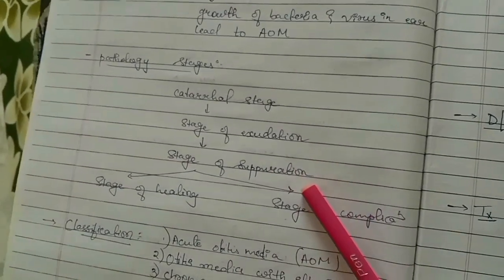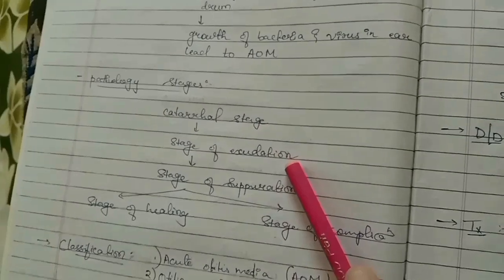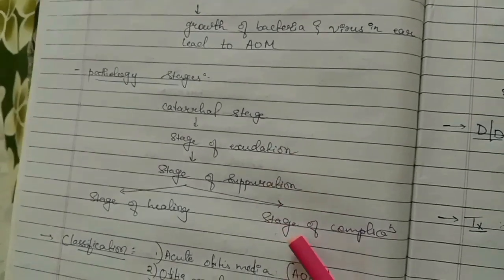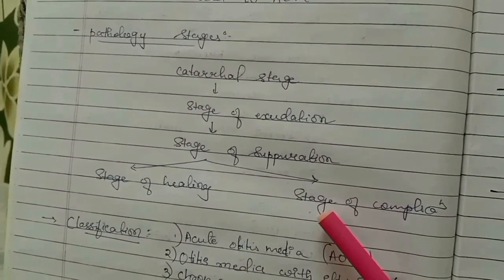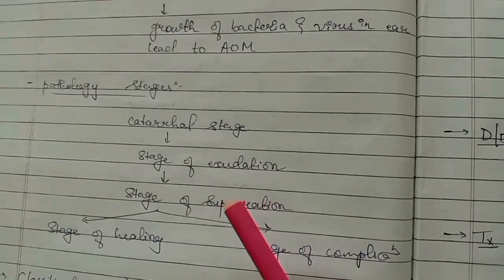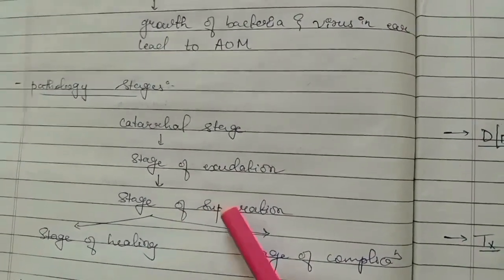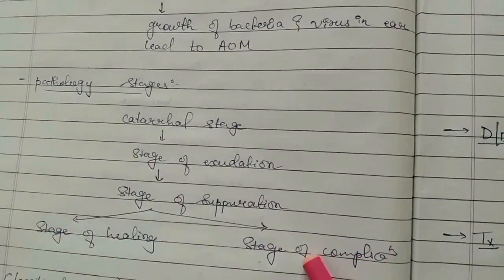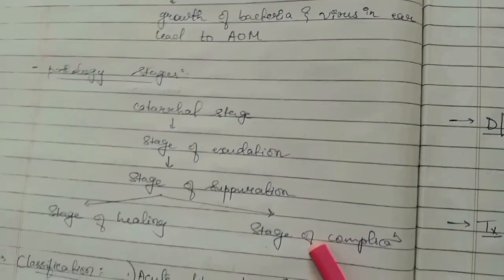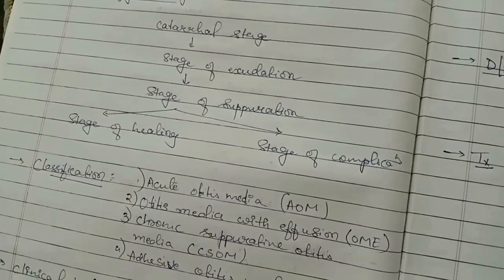Then there is the stage of suppuration, where the exudate which has collected in the middle ear starts to become purulent. Either the otitis media starts to resolve and leads towards healing, or it starts to get complicated, leading to various complications which we will discuss later.